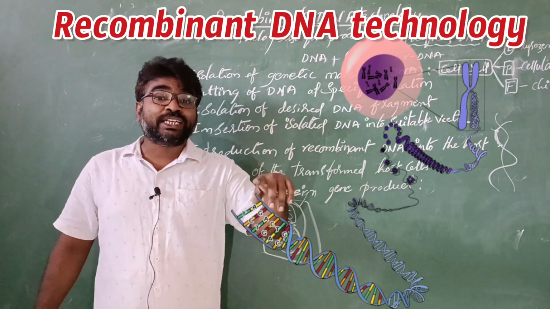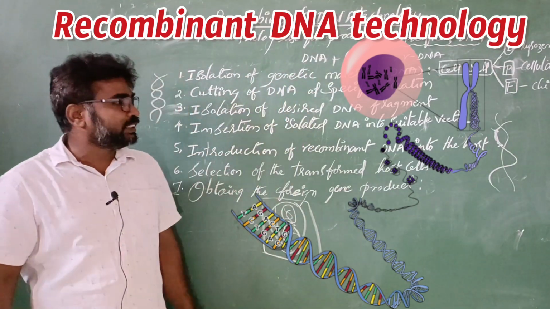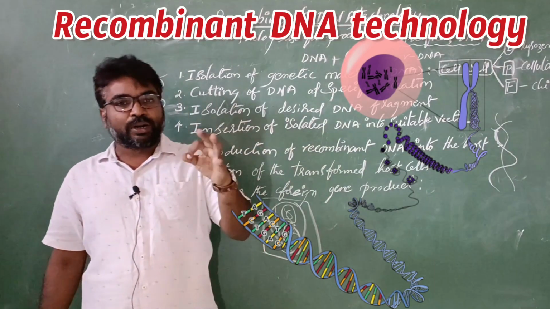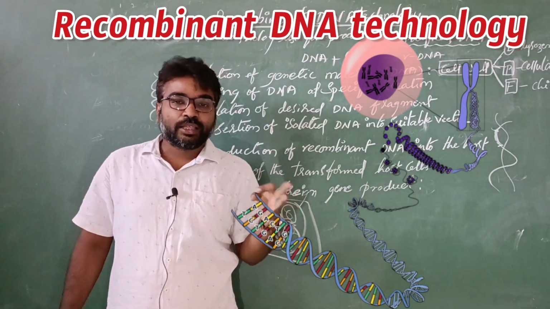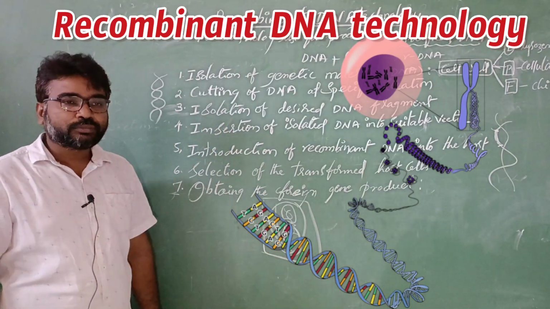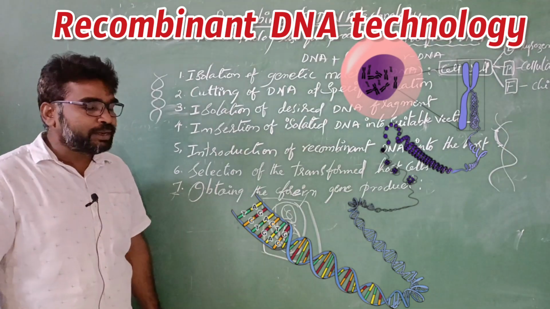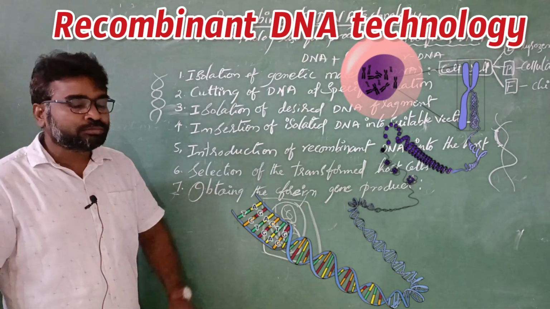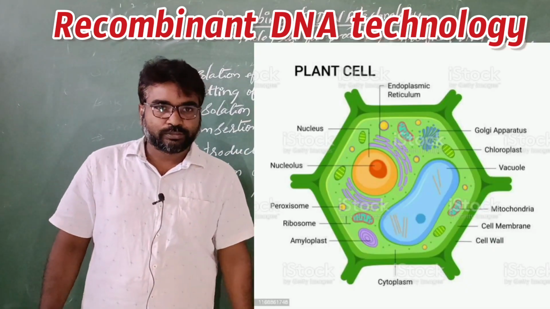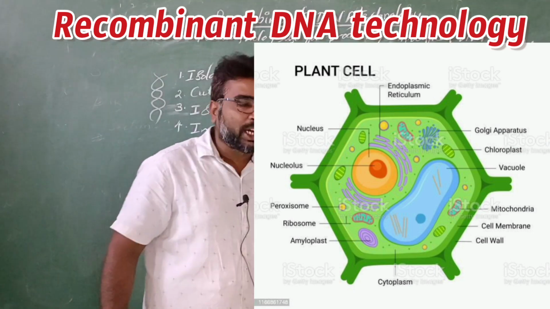But how can we touch that gene? How can we touch that DNA? Here, a very simple technique is there. We have to break down this cell and we have to break down this nuclear membrane. Then we have to break down the DNA. What is the process? Let us see. Then only we can touch the DNA.